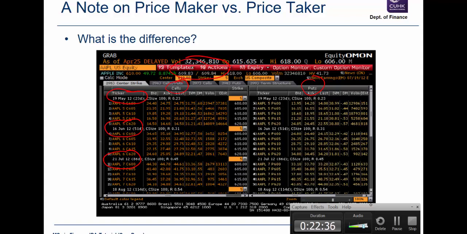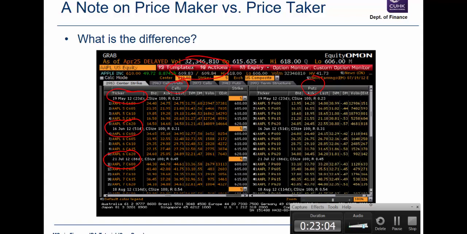So there are bids and offers. The bid was 24.40 and the offer was 24.75. If you are a price taker and you want to buy, I'm sorry, but you have to pay the higher price. Okay? And if you want to sell, you have to accept the lower price.